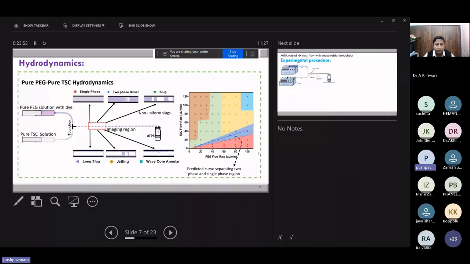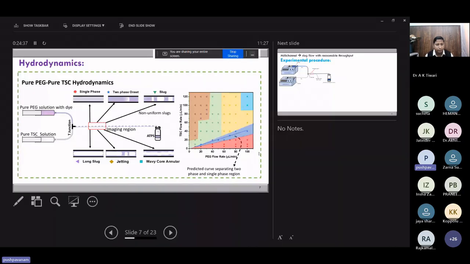So this is as far as the thermodynamics is concerned. What you see here is the hydrodynamics for pure PEG and pure TSC solution. You can get different kinds of flow patterns. You can see the single phase is of course the red thing. On the right you see what I call a flow regime map. Okay, and the flow regime map is telling you the different kinds of flow patterns that you will get for different flow rates of PEG and trisodium citrate.